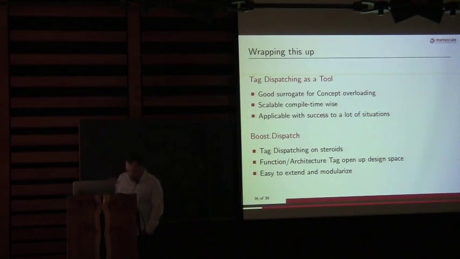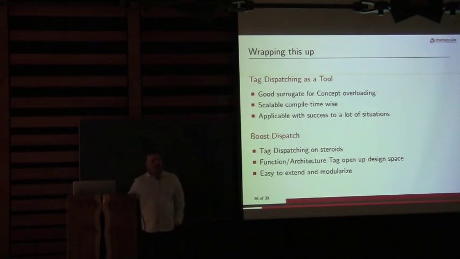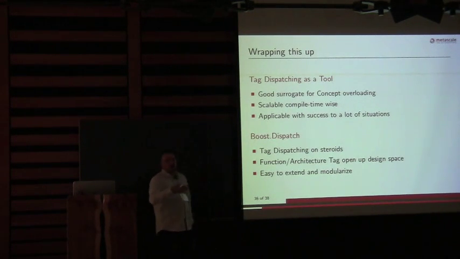The main asset of the system is the fact that you can actually dispatch on properties of the function. The property of the architecture is something which is very dependent on the kind of code you write, but it could be nice. It's rather simple to extend, either by adding new hierarchies or by adding new functions.